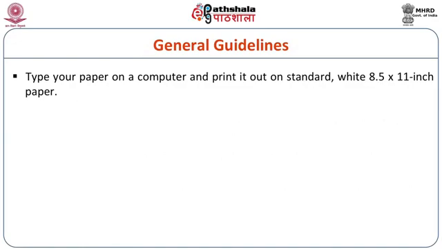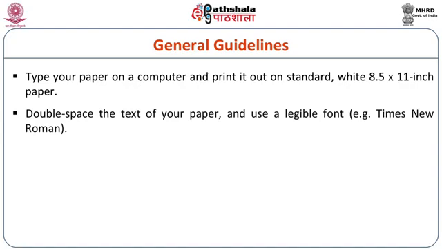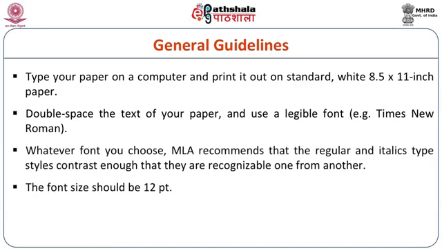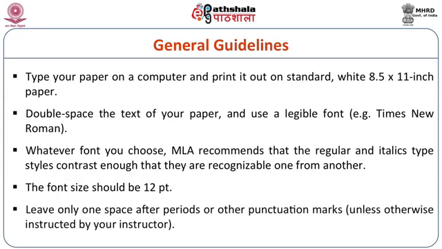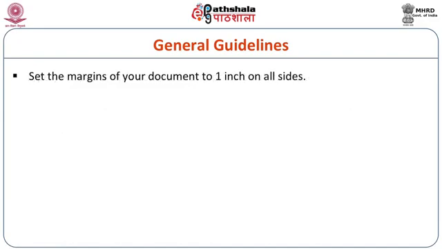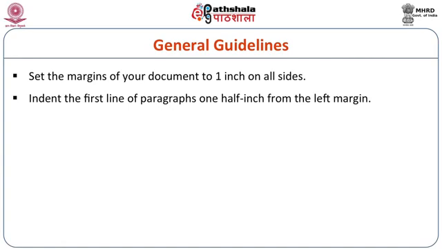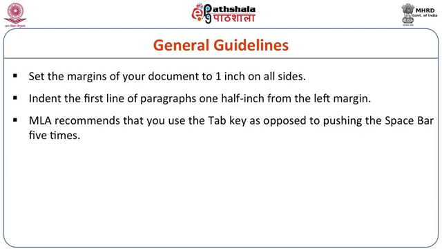General guidelines. Type your paper on a computer and print on standard white 8.5 by 11 inch paper. Double space the text of your paper and use a legible font, usually Times New Roman, either 12 or 13. Whatever font you choose, MLA recommends that the regular and italics type styles contrast enough that they are recognizable from one another. The standard font size should be 12. Leave only one space after periods or other punctuation marks. Set the margins of your document to 1 inch on all sides. Indent the first line of paragraphs 1/2 inch from the left margin, and MLA recommends that you use the tab key as opposed to pushing the space bar 5 times.